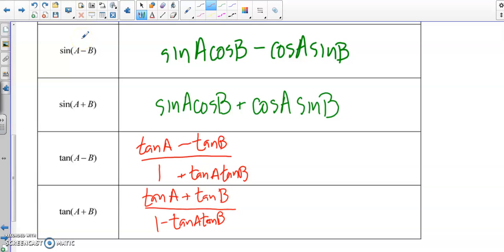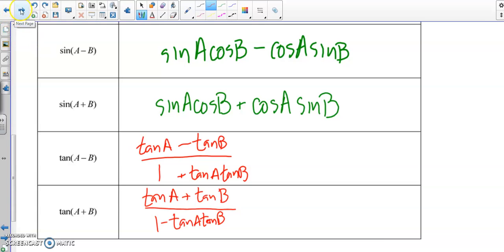And there's our tangent identities. All right, so again, the A and the B's are angles. So the tangent of A minus B is tan of angle A minus tan of angle B over 1 plus tan A tan B. And there are your 6 new identities. So pause, rewind if you need to.